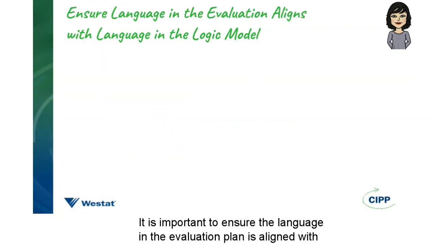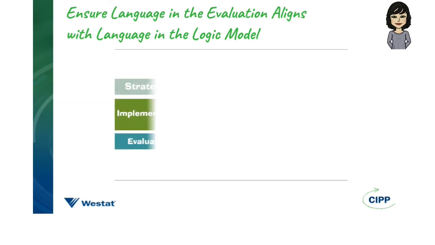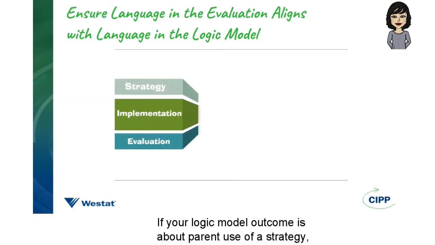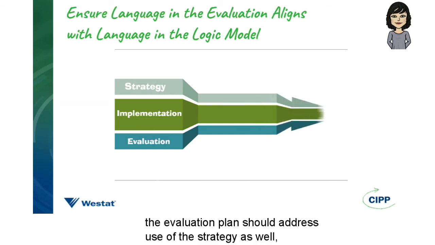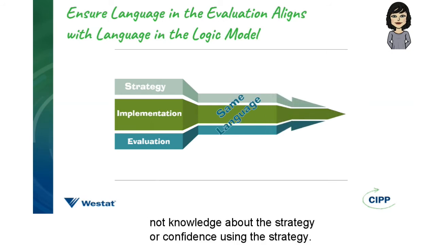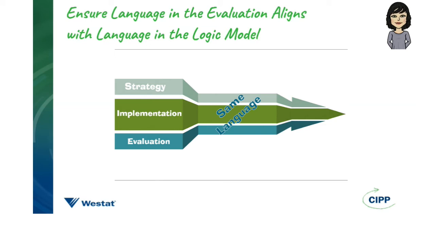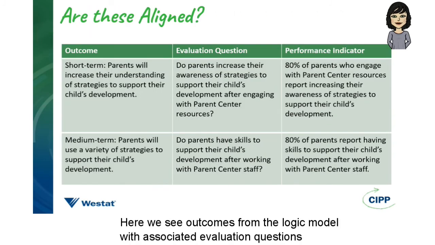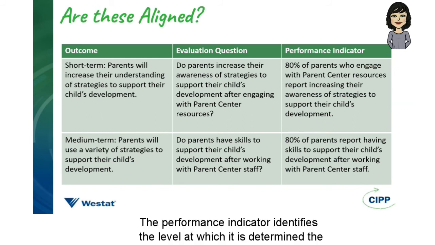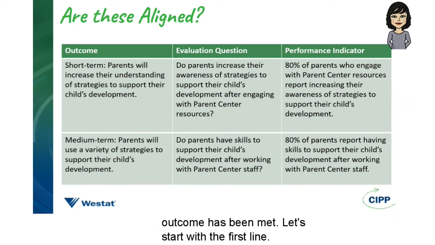It is important to ensure the language in the evaluation plan is aligned with the language in the logic model. If your logic model outcome is about parent use of a strategy, the evaluation plan should address use of the strategy as well, not knowledge about the strategy or confidence using the strategy. Let's look at some examples. Here we see outcomes from the logic model with associated evaluation questions and performance indicators. The performance indicator identifies the level at which it is determined the outcome has been met.